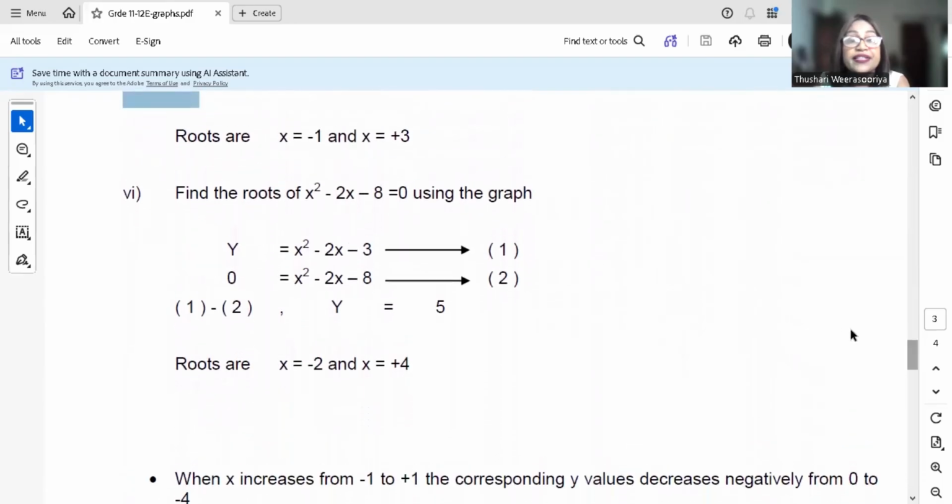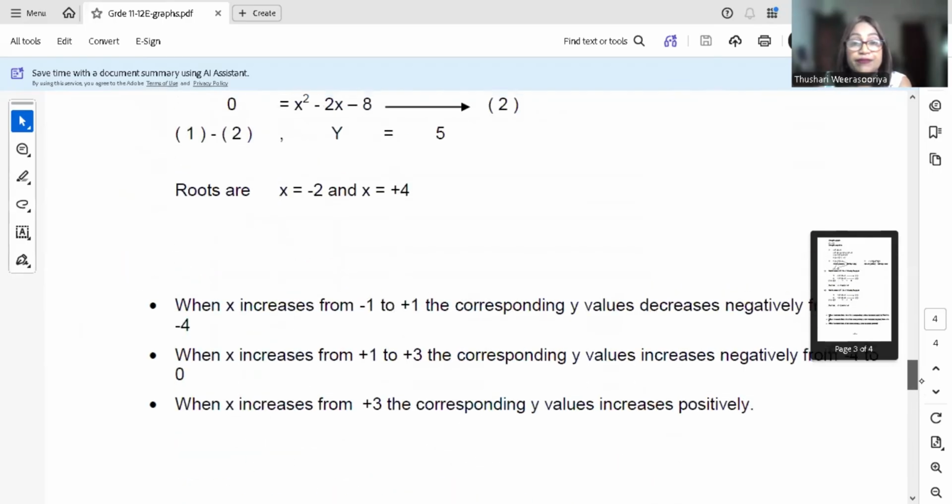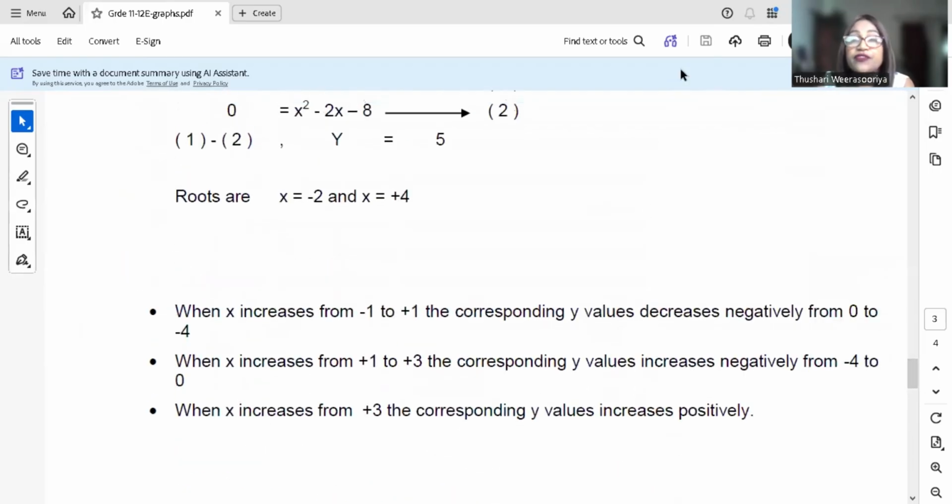Now look at the next one. Subtract. Then you get y equals 5. Then draw the cutting point of y equals 5. And the roots are x equals -2 and -4. That you have to do by yourself. Now I assume you can understand this lesson.